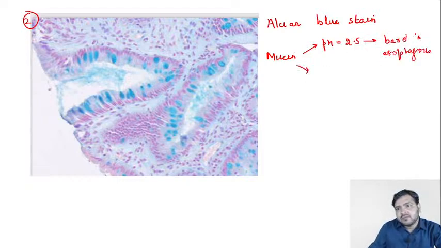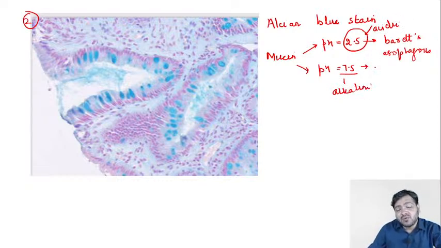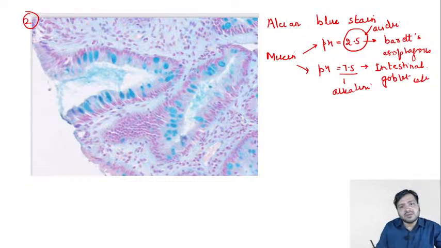And suppose the pH is 7.5. 2.5 is the acidic pH, and 7.5 is the alkaline pH, guys. So at pH 7.5 you will be more able to appreciate the intestinal goblet cells at this particular pH. You can see the Alcian blue stain, in which you are able to identify all the columnar cells over here.